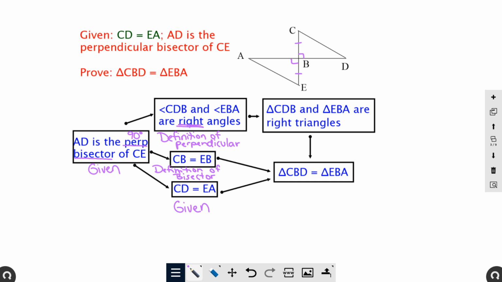CD is equal to EA. So I'm going to mark that with 2 marks. Here's CD and here's EA. So definitely mark that in your picture. Whatever's in the proof, mark it.